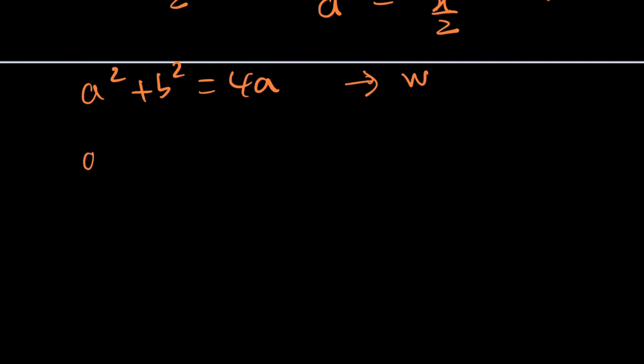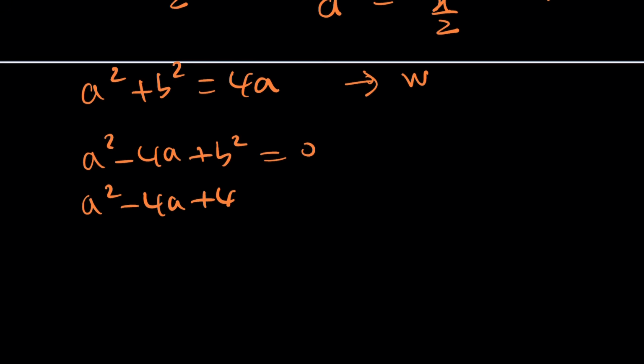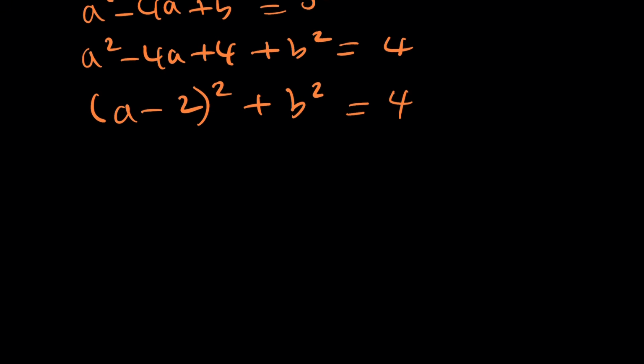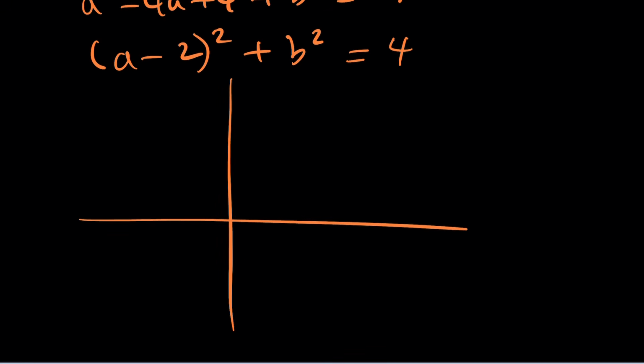I'm going to go ahead and subtract 4a from both sides. And then obviously, the next step would be to complete the square, add 4 to both sides, and then guess what this is going to become? This is going to become the equation of a circle. On the a, b coordinate system, you're basically talking about a circle whose center is at (2, 0), and the radius is also 2 units.